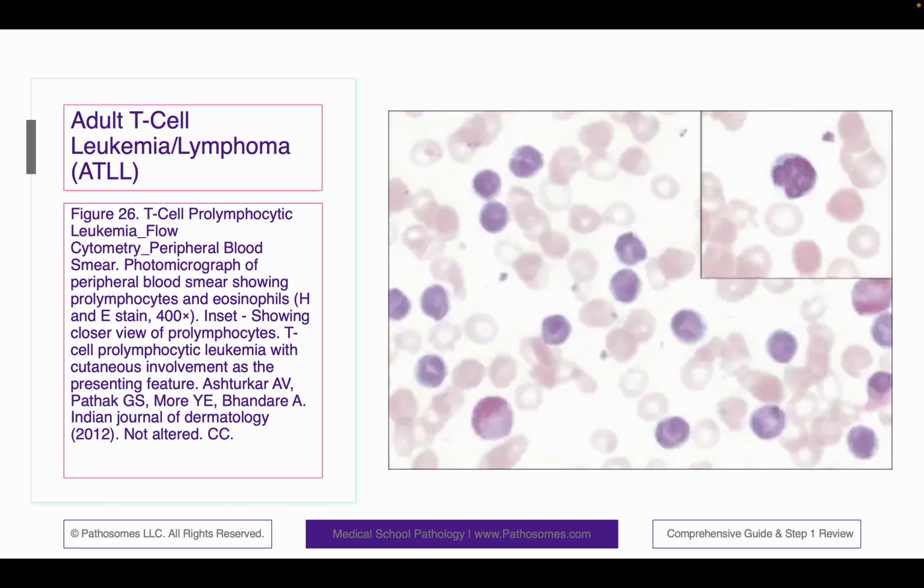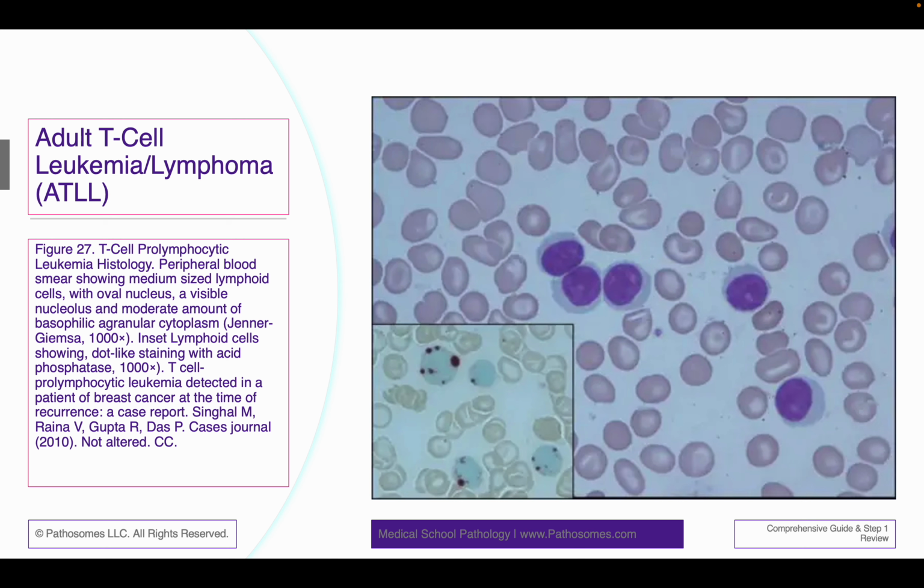Here's an example of T-cell prolymphocytic leukemia. And here is another example of T-cell prolymphocytic leukemia. Note that we're looking at a peripheral blood smear showing medium-sized lymphoid cells with oval nuclei and visible nucleolus and moderate amounts of basophilic cytoplasm without granules. And this inset here on the bottom left shows lymphoid cells with a dot-like staining pattern with acid phosphatase.